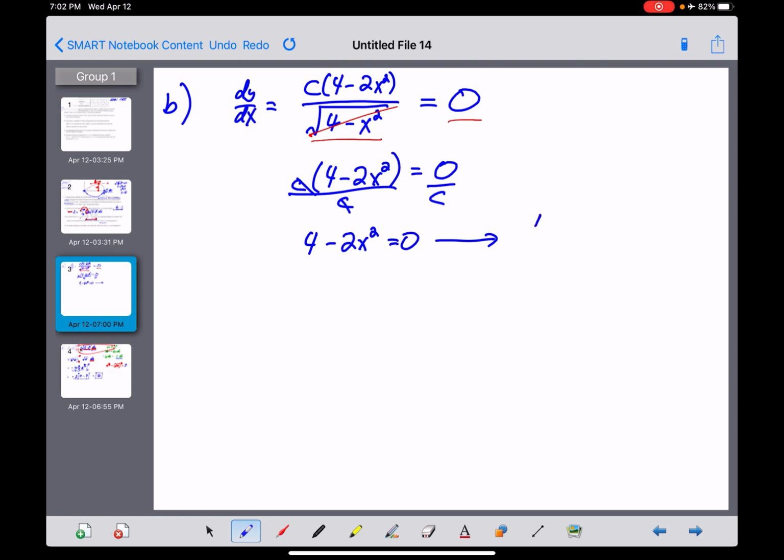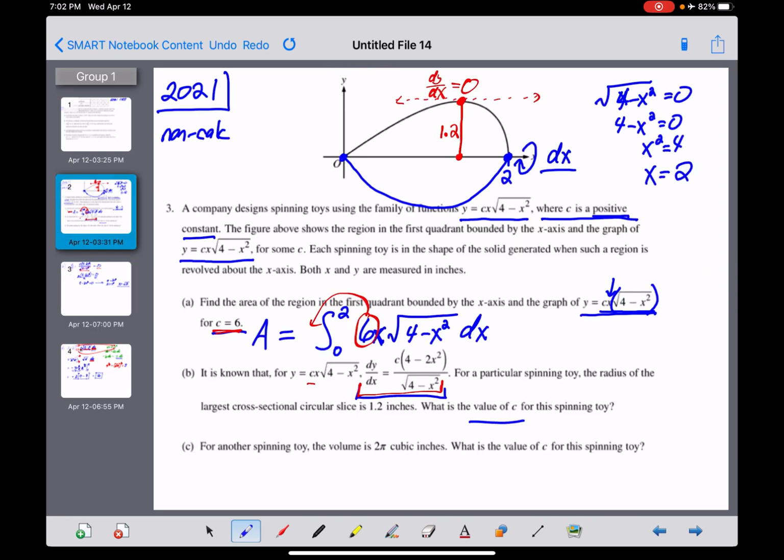So we'd now get 4 is equal to 2x squared. Divide out the 2 and get 2 is equal to x squared. And then we'll get x is equal to plus or minus the square root of 2. But again, since we know everything exists in the first quadrant right here, we can ignore the negative. So x is equal to the square root of 2 tells us the x coordinate of this point right here, guys, root 2.